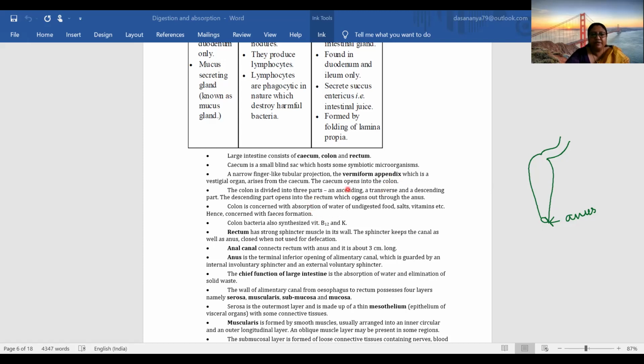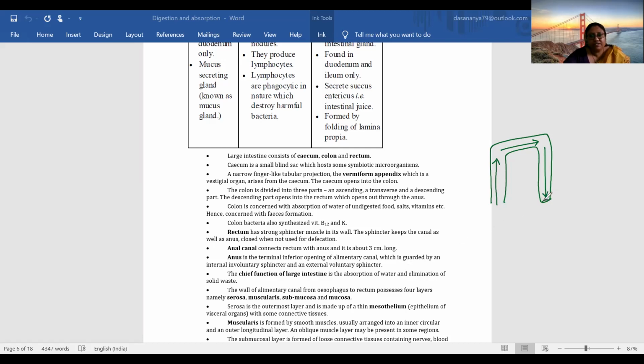So the colon can be divided into three parts: ascending, transverse, and descending colon. If you look at the structure of the large intestine, it has the ascending colon, transverse colon, and descending colon. Ascending is the one which is moving up. This is the transverse part, and this is the descending colon of the large intestine.